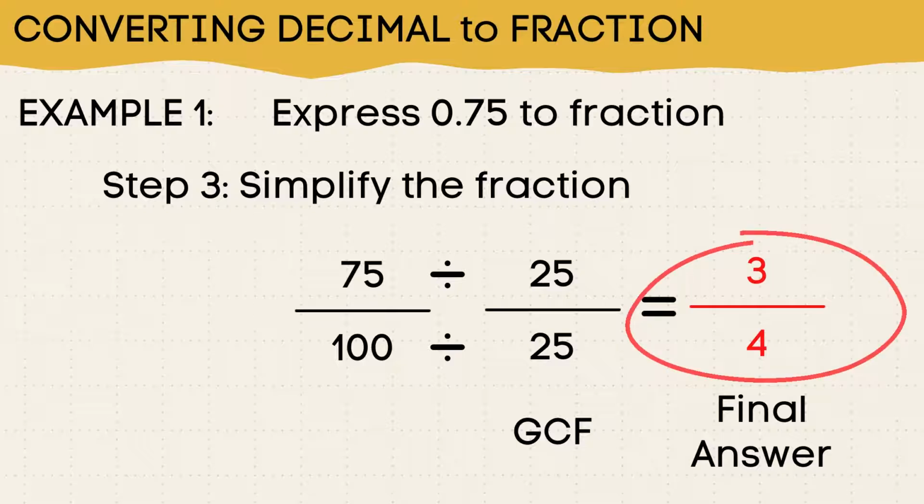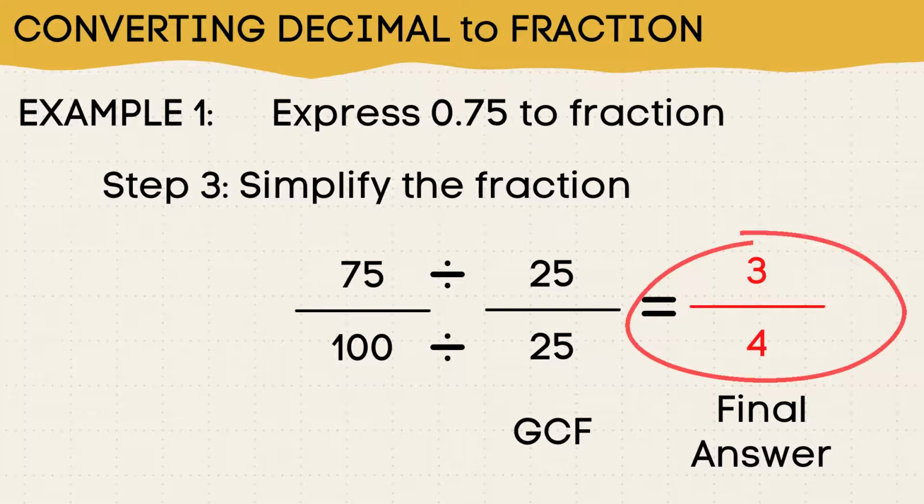Now the question is, is 3 over 4 in its lowest term? Alright, 3 over 4 is already simplified, or in its simplest form. Therefore, 3 over 4 is the final answer. That means that 0.75 is equivalent to 3 over 4.